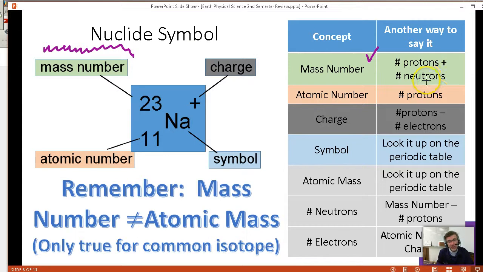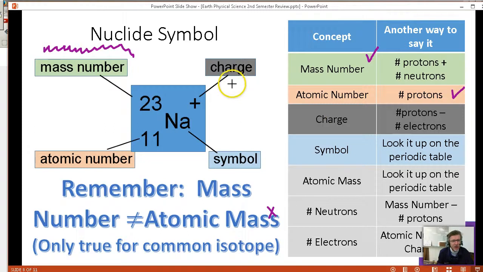It's equal to the number of protons plus the number of neutrons. It's not the atomic mass. It's the mass number. Atomic number, bottom left. Sodium is always 11. It's the number of protons.